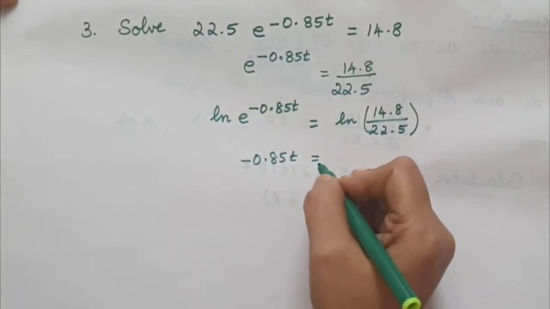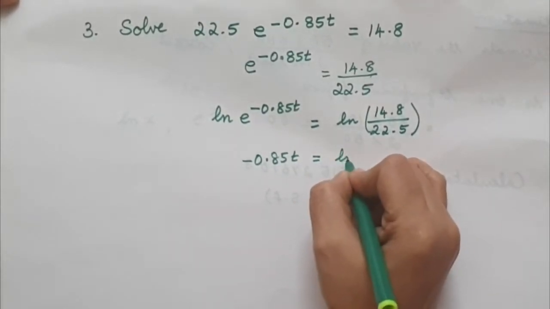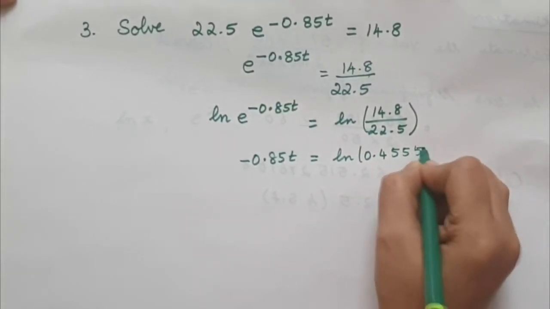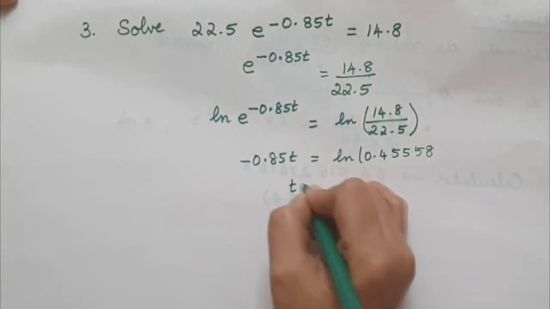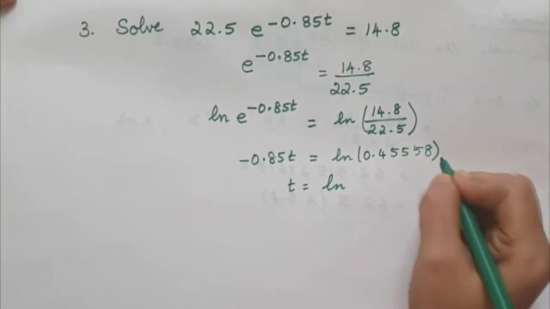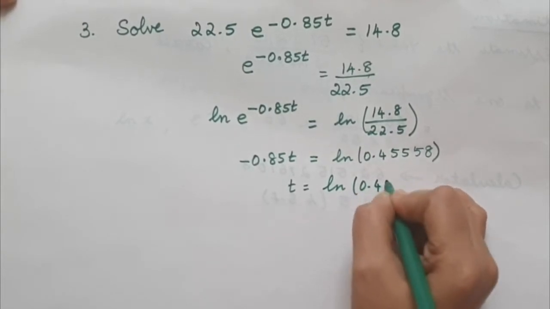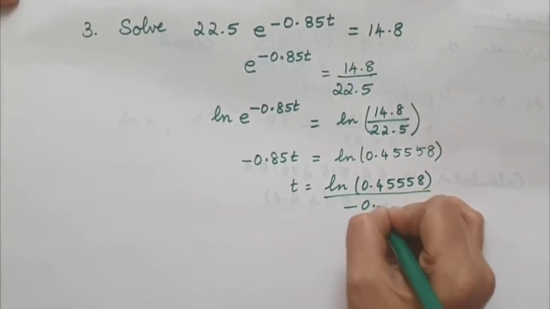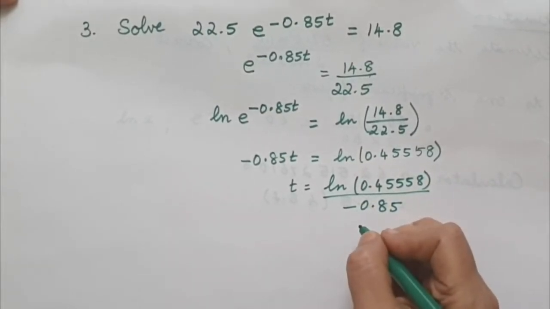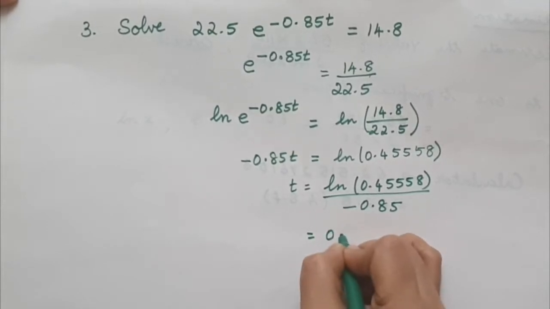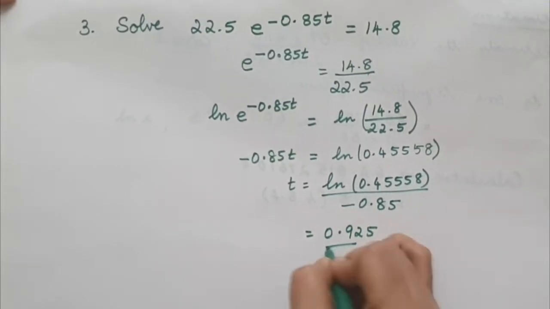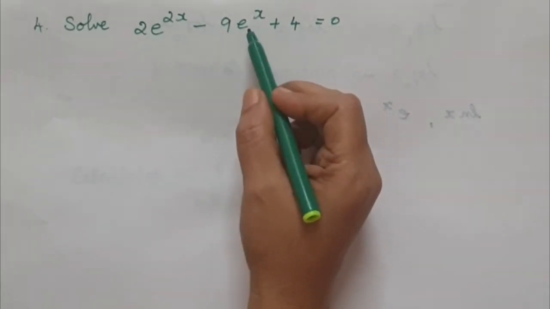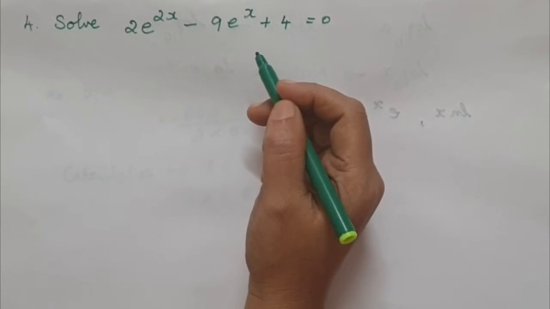This ln and e cancel, so it becomes minus 0.85t will be equal to ln of 0.45558. So t will be equal to ln of 0.45558 divided by minus 0.85. That will give us our answer as 0.925.